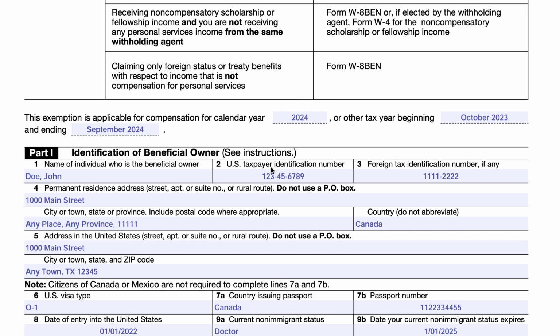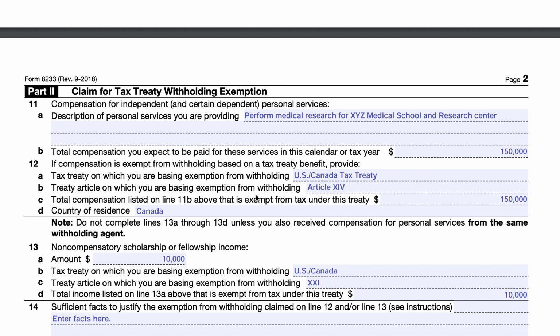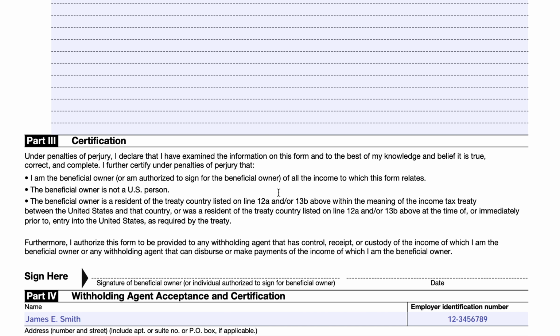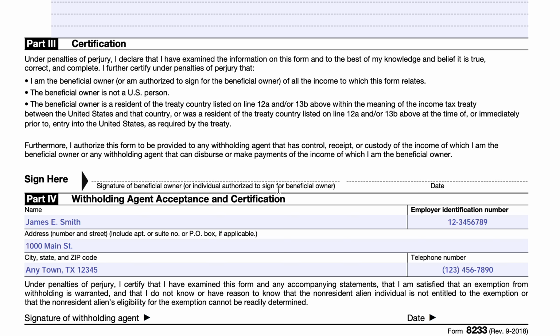So now that we get into the meat of this form, there are 4 parts. In part 1, we're going to identify the beneficial owner. So who is earning this money, basically. In part 2, we're going to identify and give some information on the tax treaty withholding exemption. Part 3 is going to be the certification under penalties of perjury that the beneficial owner would sign. And then part 4 is the withholding agent acceptance and certification.